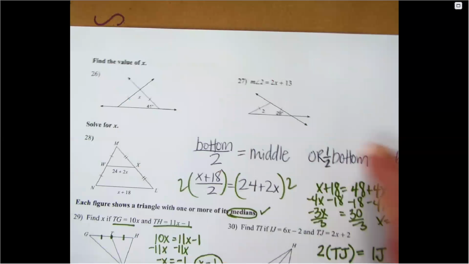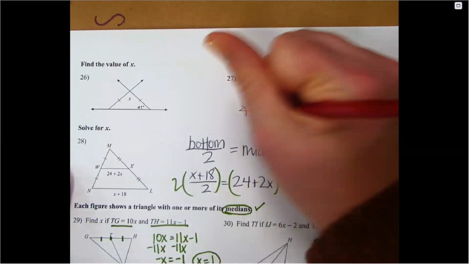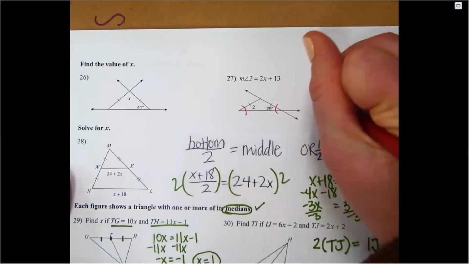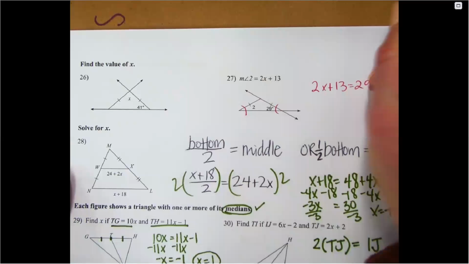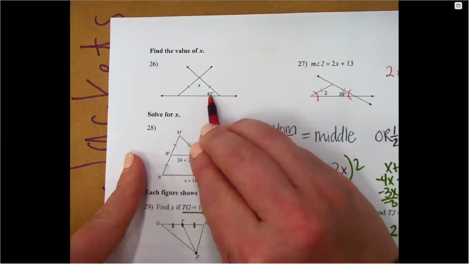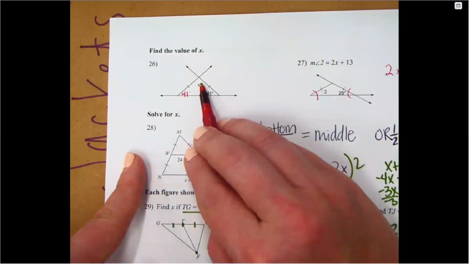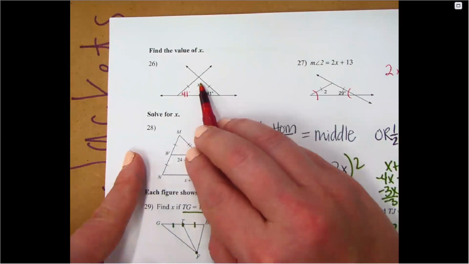Those two things are equal because your base angles are equal. So you just set 2x plus 13 equal to 29. This one over here, if this is 41, this has to be 41 because they're base angles. So you could say 41 plus x equals 180 because a triangle's inside angles have to equal 180.